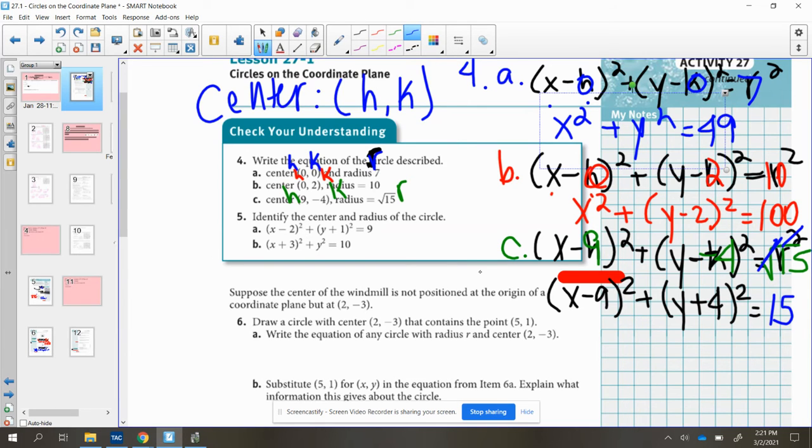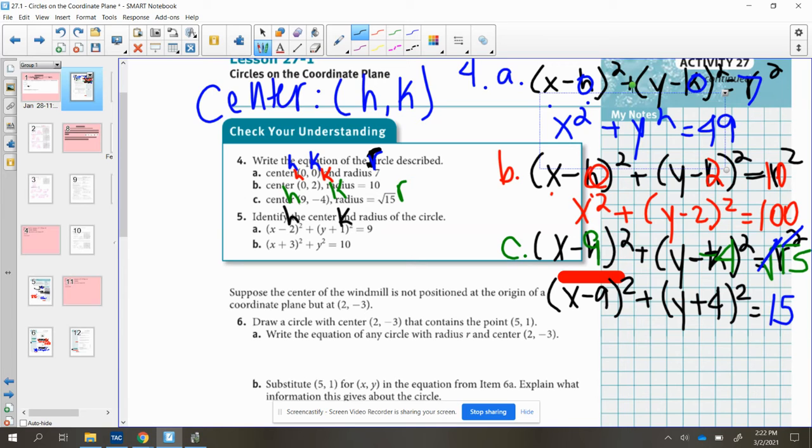Now, notice the relationship, for instance, with part C. When we plugged it in, this was a positive 9 and a negative 4, but in the equation it almost looks like the signs flip-flopped, like now it's negative 9 and positive 4. Because of it always being minus, it's almost like your sign flip-flops from the equation to what the actual center is. And so that's what's going on here. If we look at part 5, if we are trying to figure out the center and the radius, we have h is 2, and then k is, we have the plus 1 there.